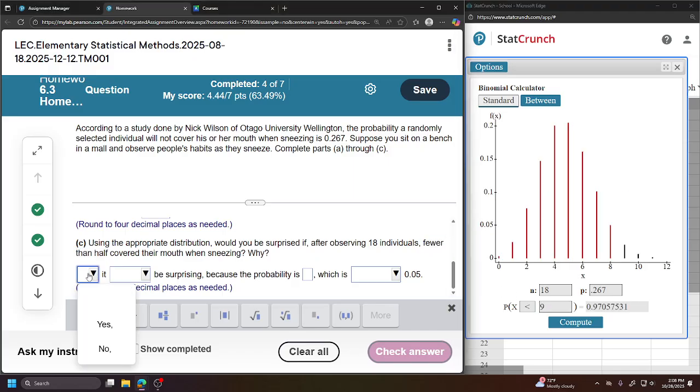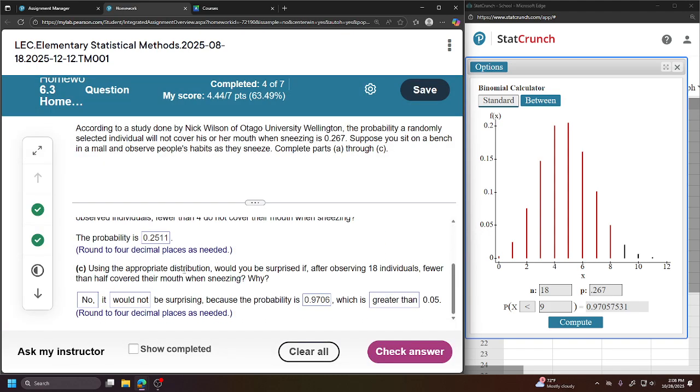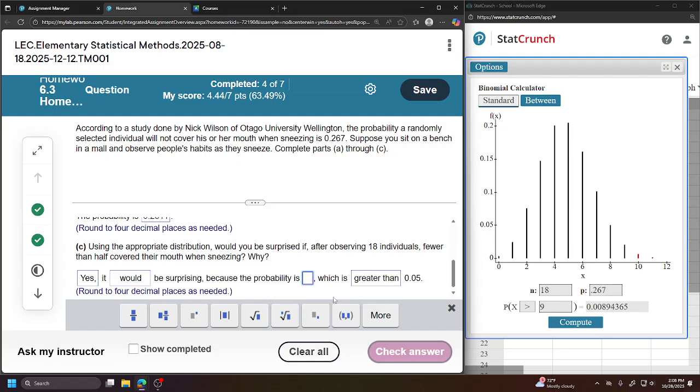9. All right. Awesome. And I would say, is that unusual? And I would say, no, it would not be surprising because the probability is much greater than 5, right? I'm doing this myself. And it's wrong. Like all this other stuff is fine. What we need to do is the other one. We're going to say greater than 9 for no reason at all. Yes, it would be surprising because my number's really tiny now, 0089, which is less than that, and now we got it.